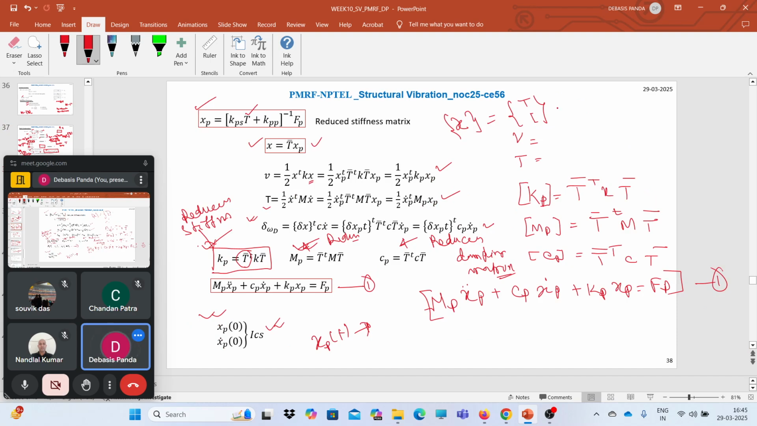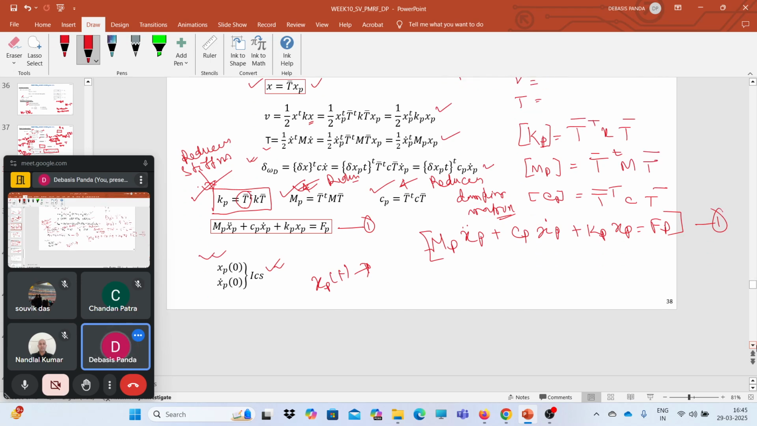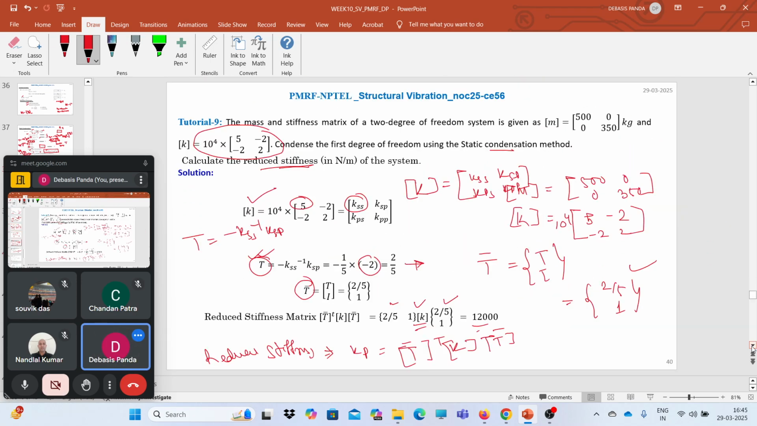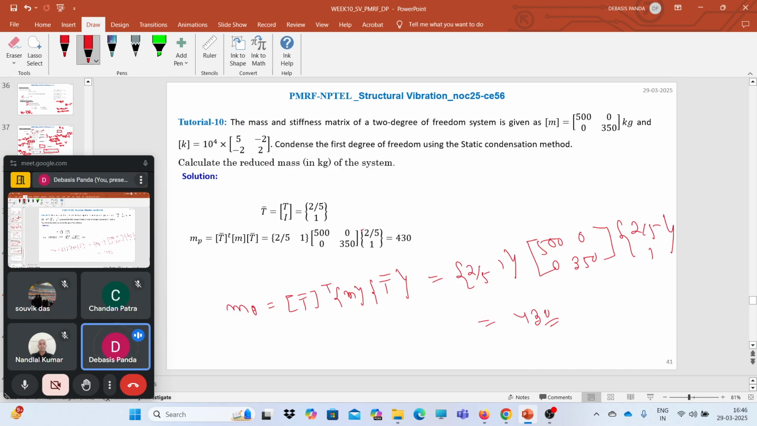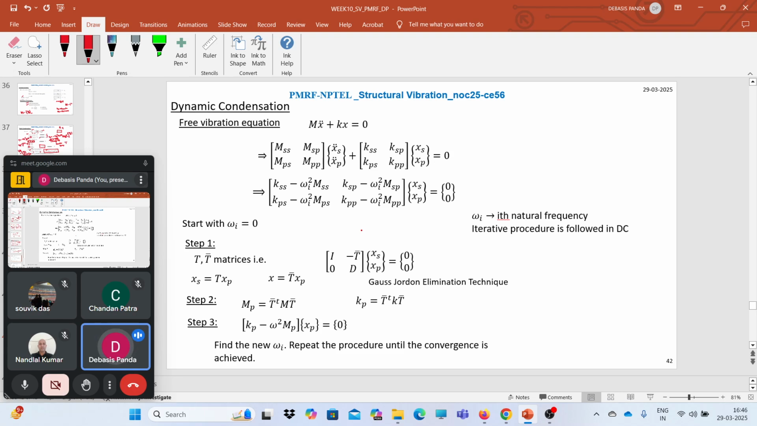T into xp. Now, once you have all the information, you can easily calculate the reduced stiffness matrix, reduced mass matrix, and reduced damping matrix. Precisely, those things are done here. We just need to do the calculations. Okay. Now, one more thing we have seen is the static condensation technique.